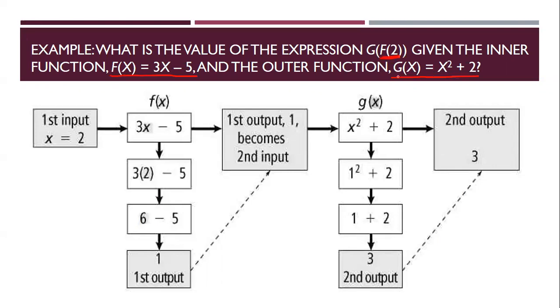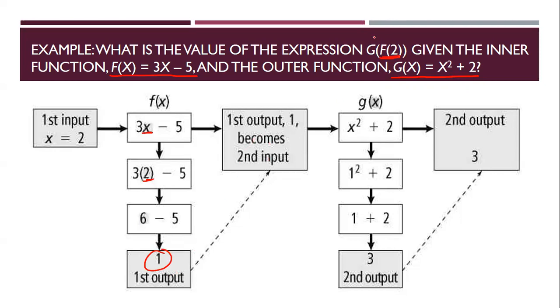Okay, on your do now, when you were given a variable of a number, what did you do? You plugged it in. So guess what we're going to do here? We're going to plug it in. So if it says f of 2, my first input is going to be 2. Everywhere there's an x, I'm going to put a 2 in f of x. So that gave me 3 times 2, which is 6, and 6 minus 5 is 1. So my first output is 1. This is what I'm going to put into the second.